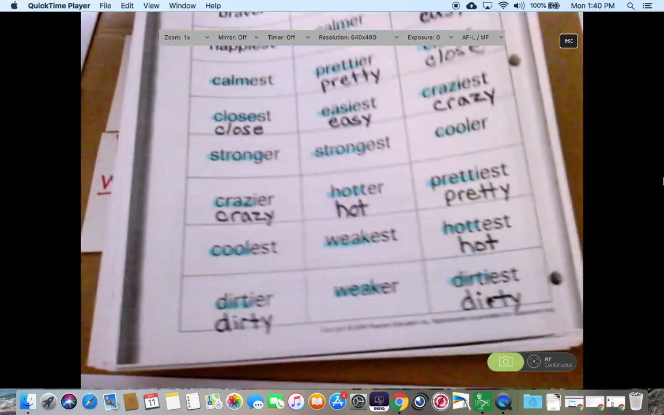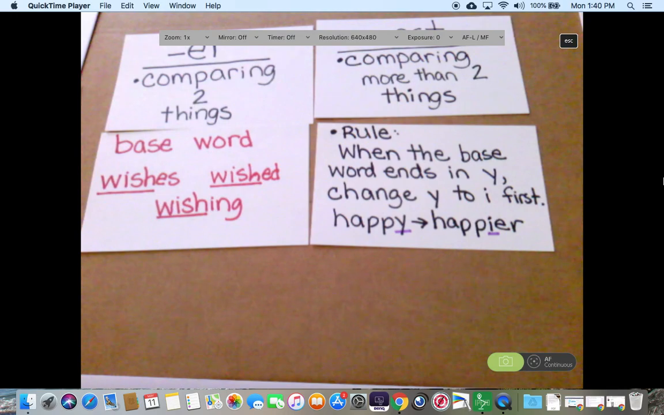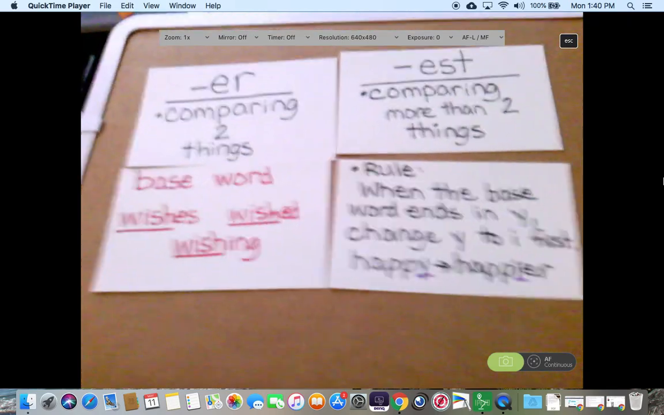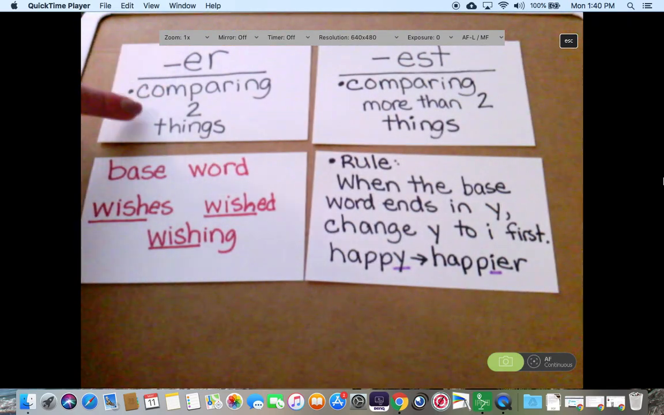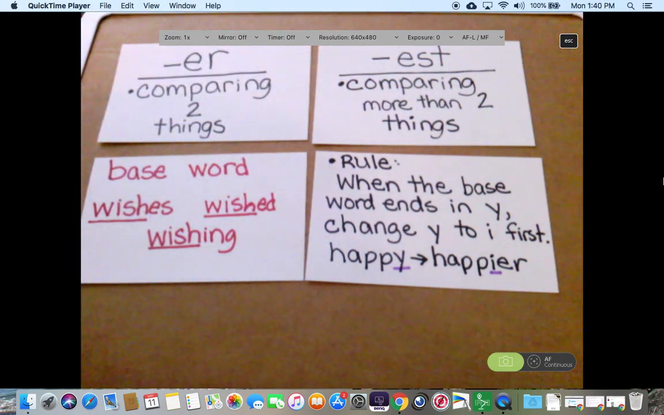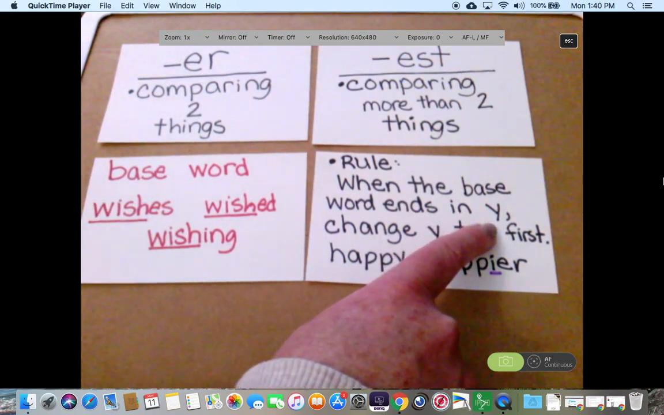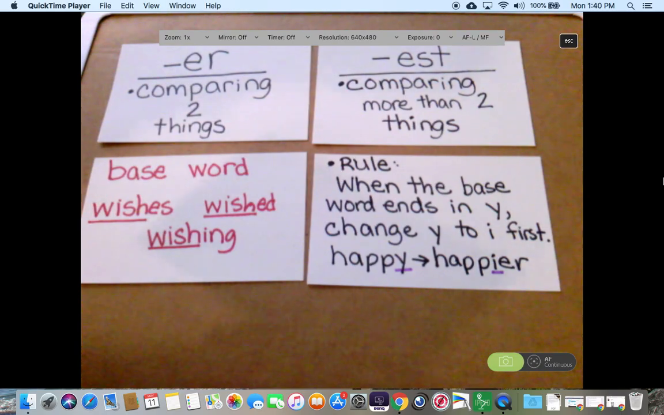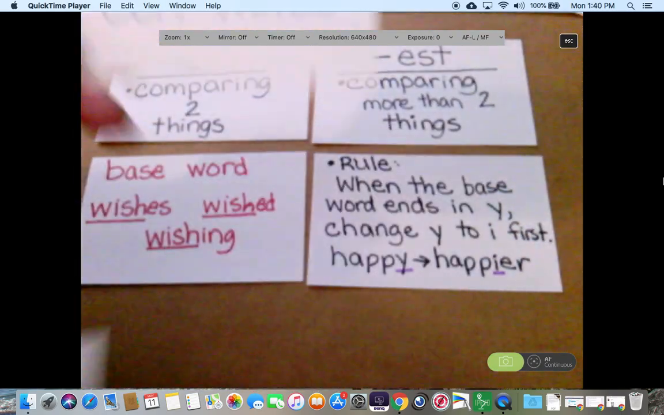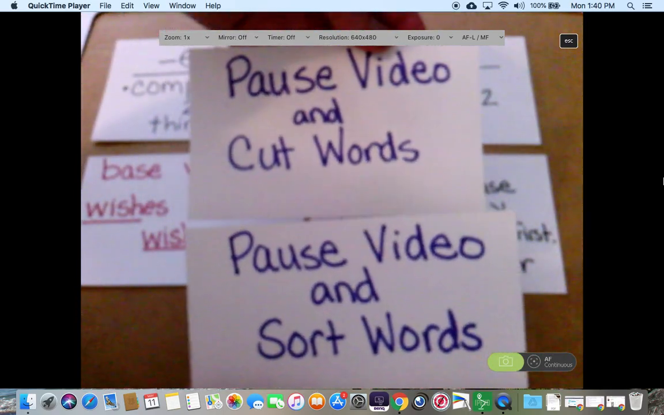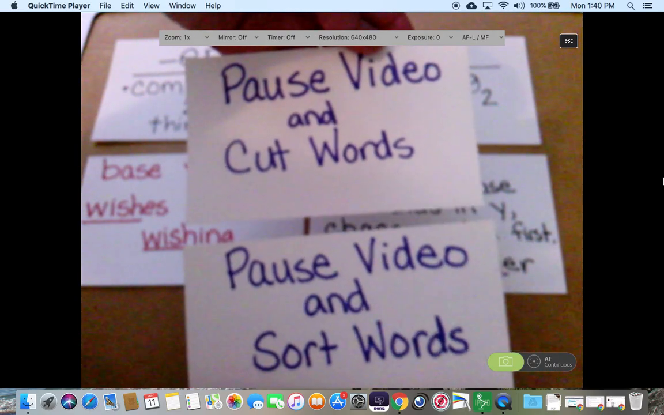So again, I'm going to remove this now that we know what our base words are. I want to look again, give you an opportunity to see the rules and what you learned. So ER, again, is when you're comparing two things, and you're going to use EST for your ending when you're comparing more than two things. And then again, think about the word. If the base word ends in a Y, change the Y to I first, and then add that ending. So at this point, if you have not cut and sorted your words, I'm going to ask you to please pause the video now, cut and sort your words, and then press play when you're done.